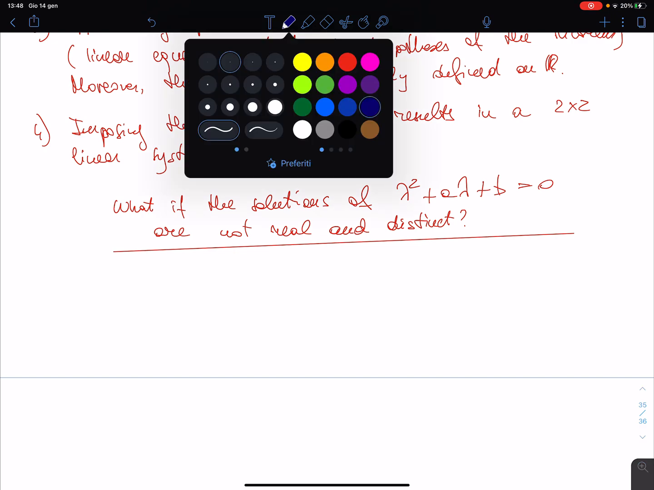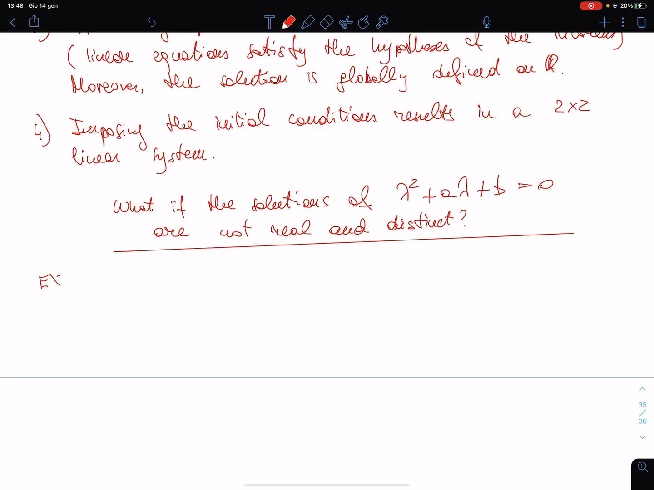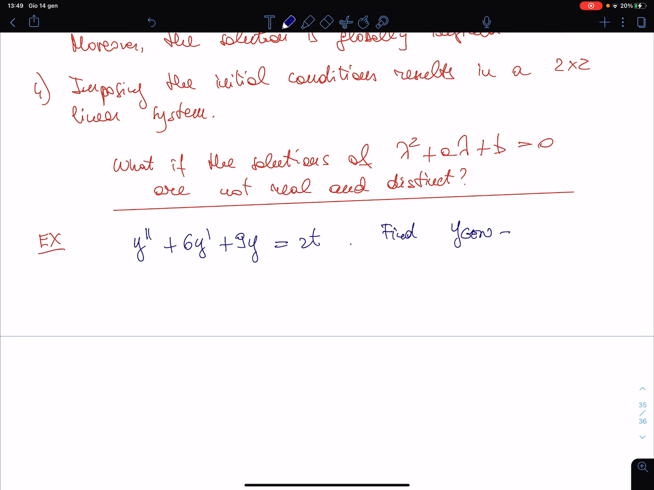So the exercise is the following. y'' + 6y' + 9y = t. Find the general integral. Okay, the associated algebraic equation, which is the algebraic equation associated to the homogeneous equation associated to that.